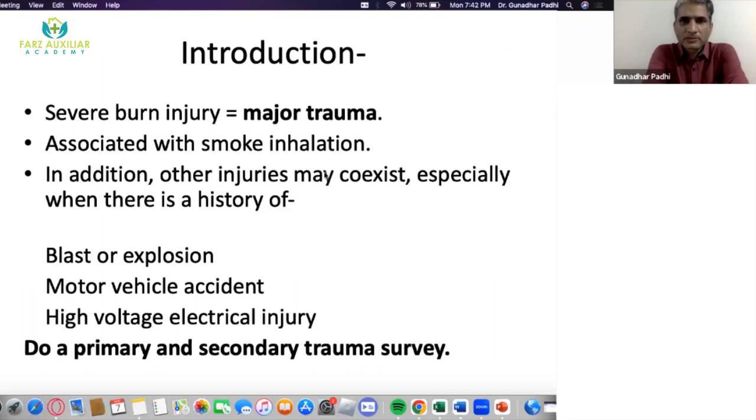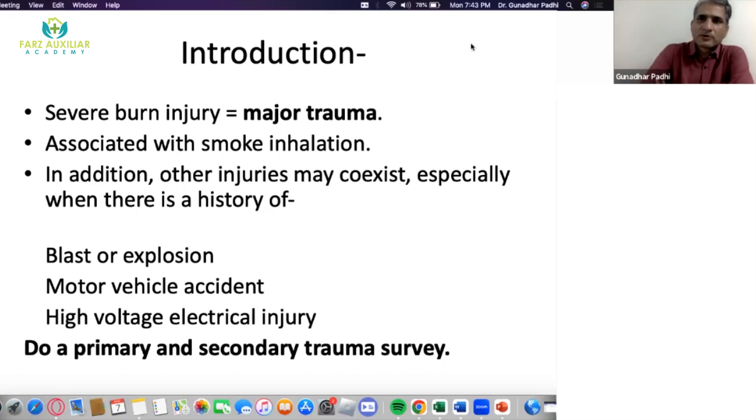My topic is burn and trauma. So I'll cover one by one. First, I'll take the session on the burn injury, and then I'll go to the major trauma. As all of us know, severe burn injury is equivalent to major trauma, and there is a proper protocolized approach for every burn injury patient. Burn injury is considered to be polytrauma until proven otherwise.